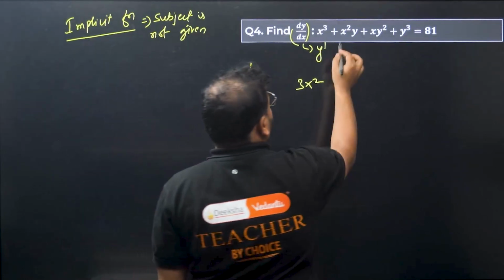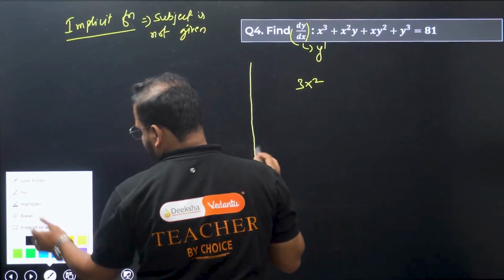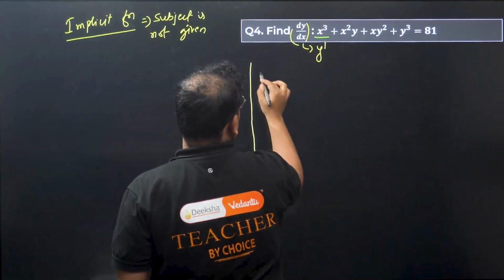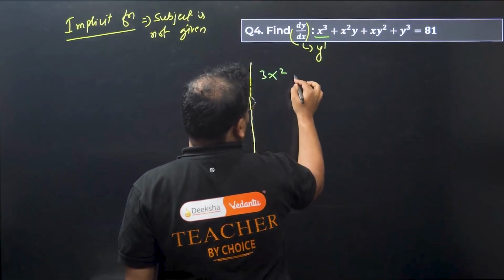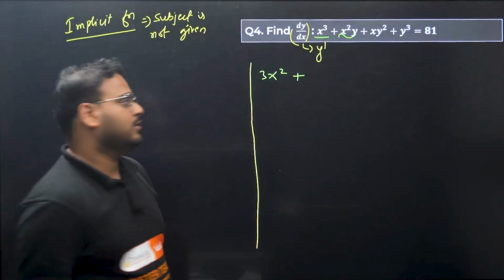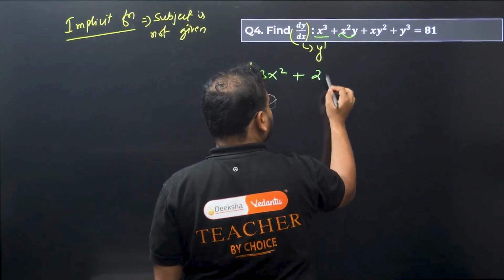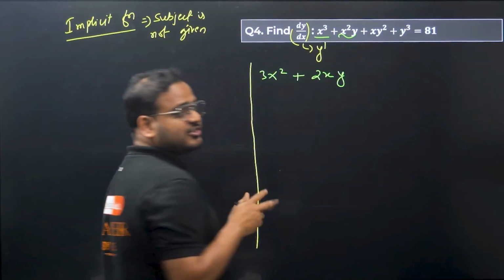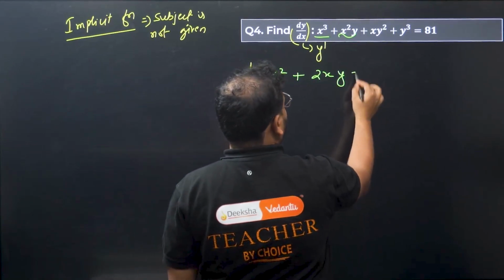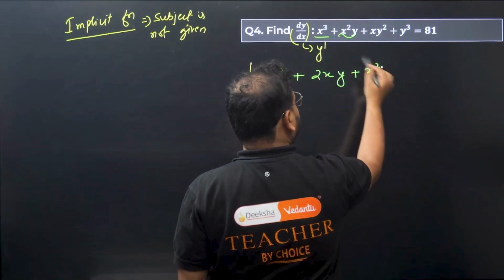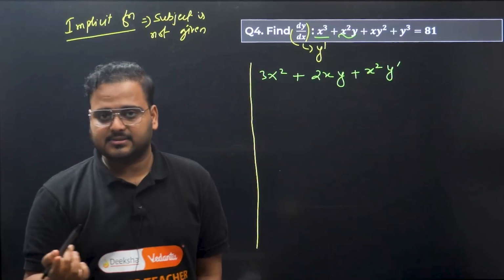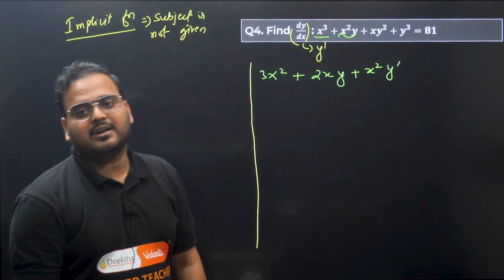Alright. Derivative of x cube is 3x square, plus the next term. Can you differentiate it directly? You have to use the product rule. Differentiate x square first, you get 2x, keep y as it is. Plus, this time keep x square as it is and differentiate y. The derivative of y with respect to x is dy by dx, which I can write as y dash.